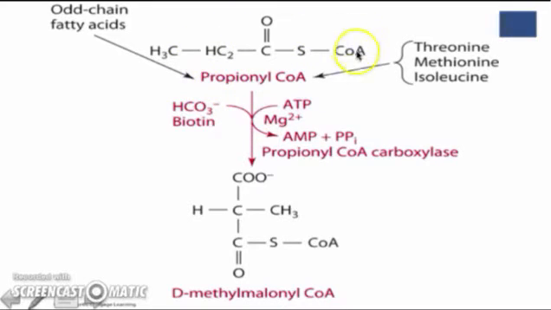Here we see further detail with the conversion of propionyl-CoA to d-methylmalonyl-CoA. We see propionyl-CoA is going to be formed from the oxidation of odd-numbered fatty acid chains, and then also from the catabolism of certain amino acids, so threonine, methionine, and isoleucine. So in the conversion of this propionyl-CoA to the d-methylmalonyl-CoA, we see biotin involved as coenzyme for this propionyl-CoA carboxylase. We also see, like with the last slide, the investment of an ATP and the involvement of magnesium.